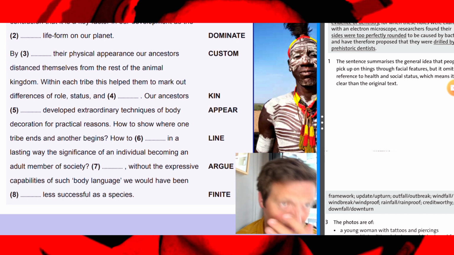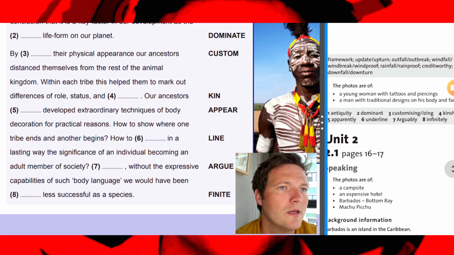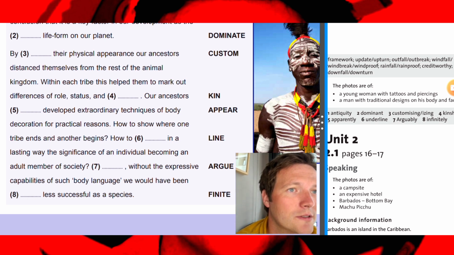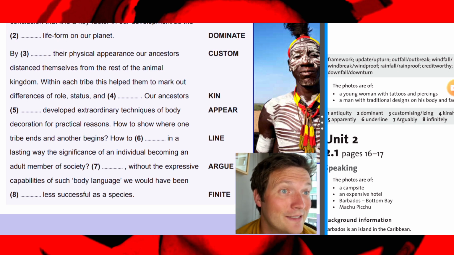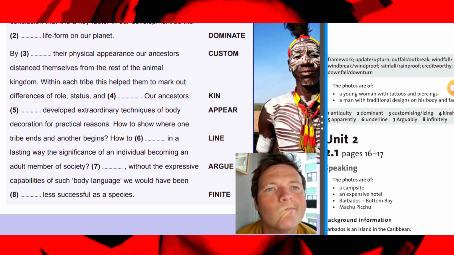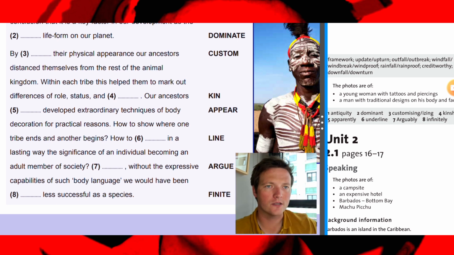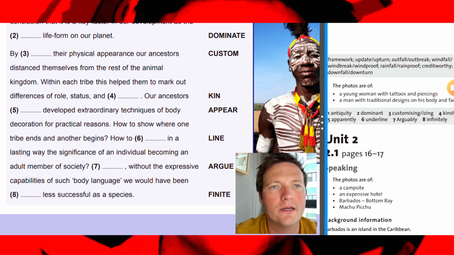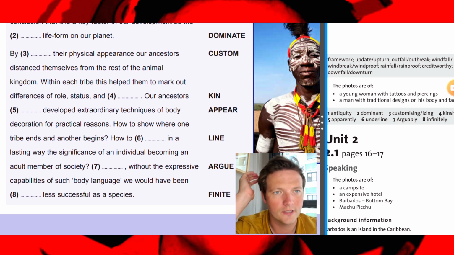Okay, let's see if I've got these right. Antiquity. Dominant. Customizing with a Z. God, I even mentioned that. Kinship, apparently. Underline. How to underline? Yeah, I guess so. Maybe number 6, underline, to emphasize in a lasting way. Yeah, that makes sense. Fair enough. Underline.